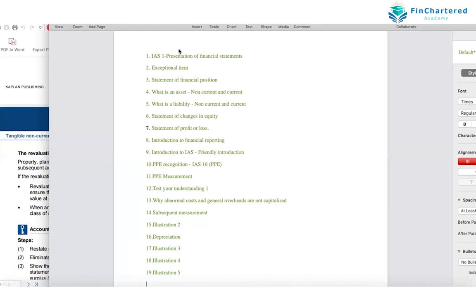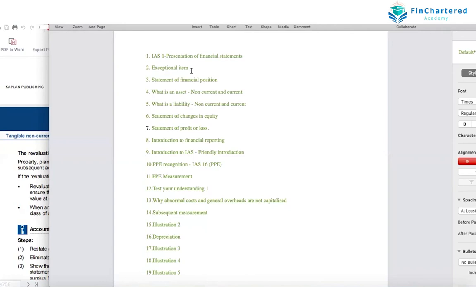These are items that do not happen on a day-to-day basis. This is a transaction that doesn't happen on a day-to-day basis, but it is still significant enough for you to record. Third is the statement of financial position.